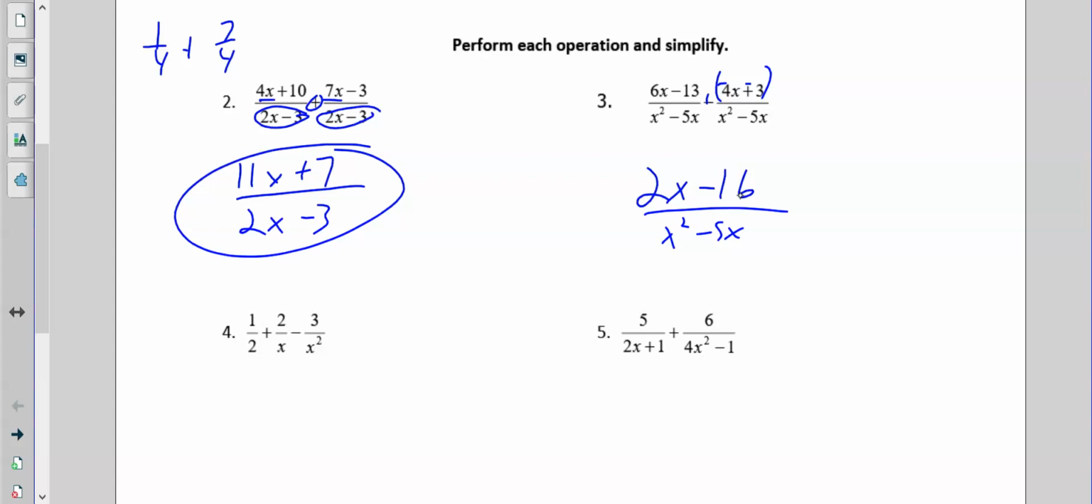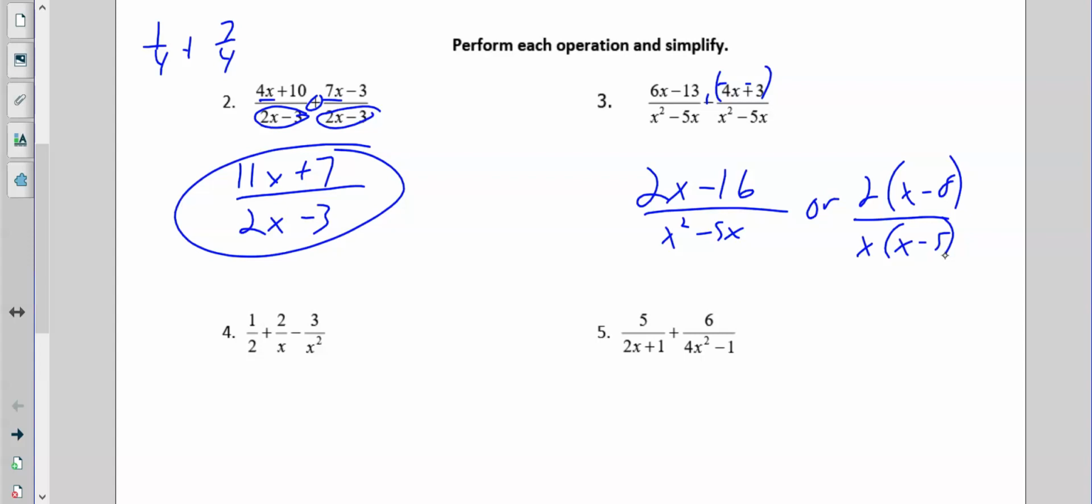Okay. Now, you could leave it like this, or you could factor out the 2 and have x minus 8, and then the x here, and get x minus 5. In this case, it doesn't do any good to factor, but you always want to check the factoring, even if you don't write it out, because sometimes something might come out and simplify.